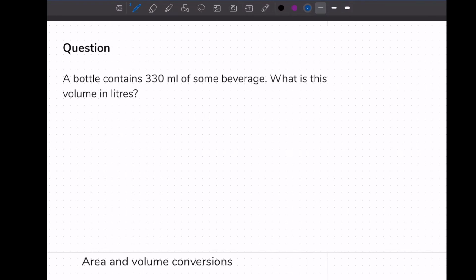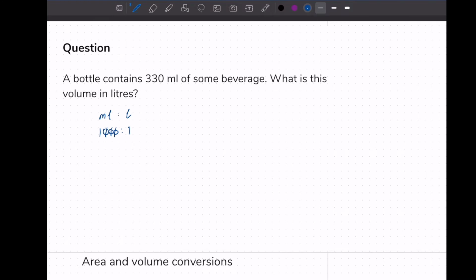Now in this question here we're given a pretty common measure of volume for liquids, which is milliliters, and we're asked to convert it into liters. So the "mil" in milliliters comes from the same root as things like millennium, right? So that's 1,000. So if we're converting milliliters to liters, we know there's 1,000 to 1. So what does that look like?